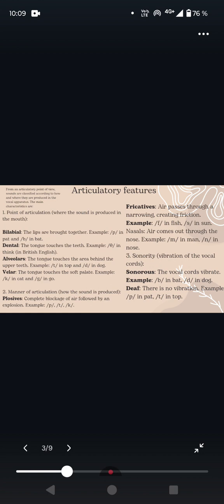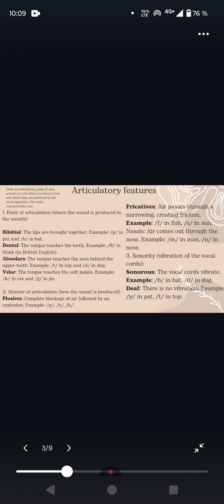These are the articulatory features, right? As you can see here, we have bilabial, dental, alveolars, velars, plosives, fricatives, and this is an example of a fricative. Look, in fish, in song. And nasals, air comes out through the nose. For example, M in man.